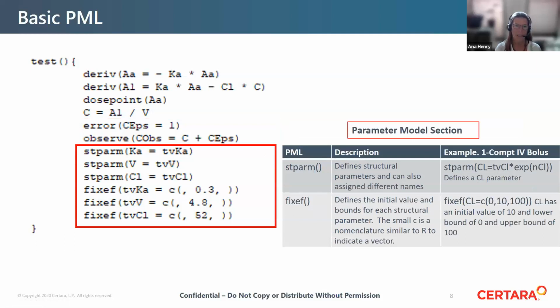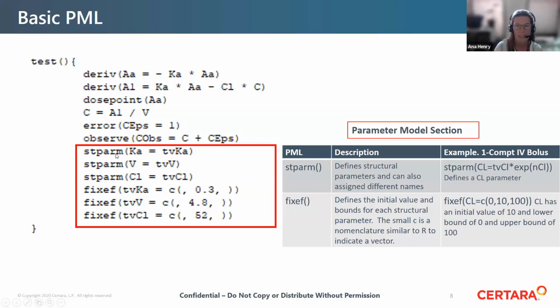For the parameter model selection, you can see that we have different statements here, the stparm, which is the structural parameter, and this fixed effect. Okay, in this example, this is not a population model. There's no between subject variability here, so there's no etas. All these statements are saying is that this Ka is going to be called the typical value of Ka. So there's really no between subject variability, and we're starting a little bit easy. I'll show you in the next slide a population model.